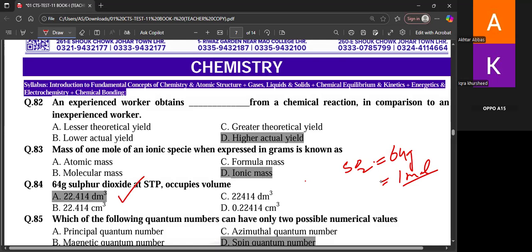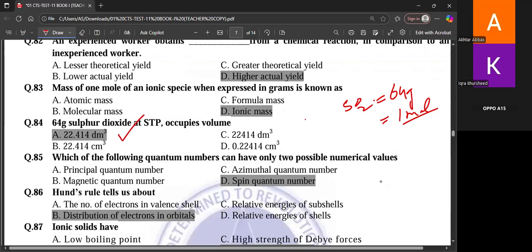Next 85, which of the following quantum numbers have only two possible numerical values? That is spin quantum number. You know that it tells about the spinning of electron, and spinning of electron is two types. It is clockwise and anti-clockwise. For clockwise, we can use plus half, and anti-clockwise, we can use minus half. So it has two possible numerical values. So we can say that delta option is correct one.